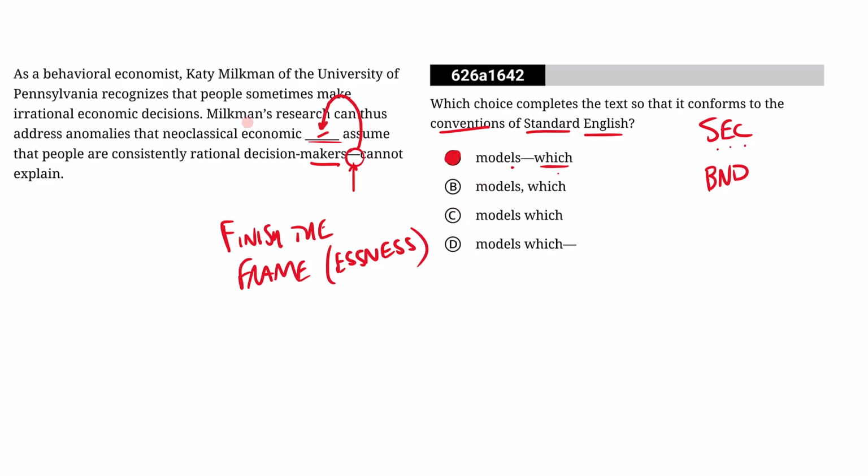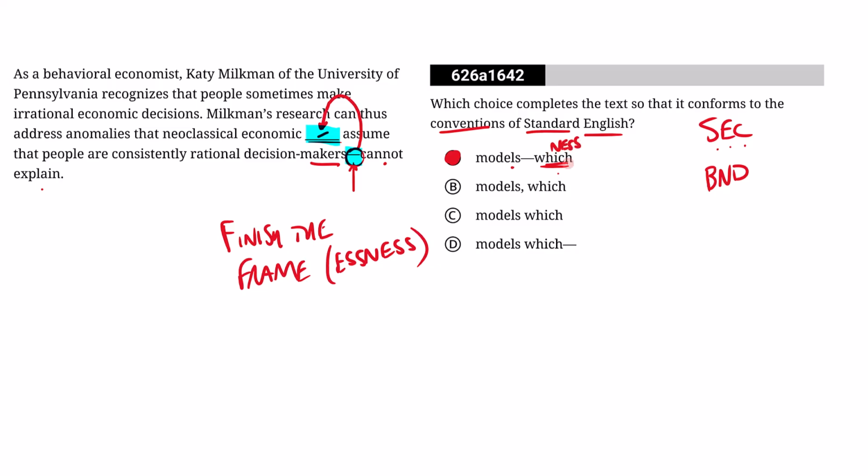So what's happening here is we have Milkman's research can thus address anomalies that neoclassical economic models cannot explain. Again, everything from which to makers is a non-essential element, but there's no need to really even determine whether the which clause is essential or non-essential because we are already told by the fact that there is a dash in the non-underlined portion after the blank that we are going to need to begin our non-essential element. The which clause in this case is non-essential.